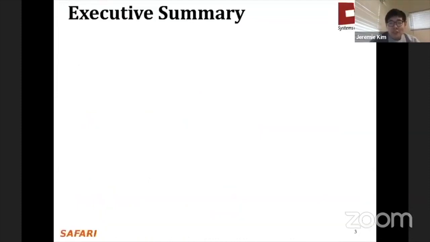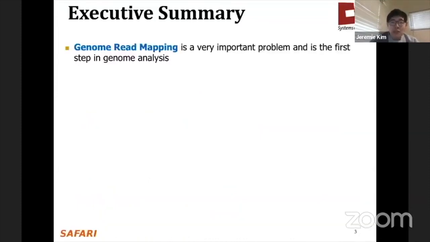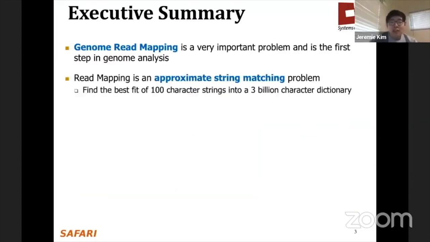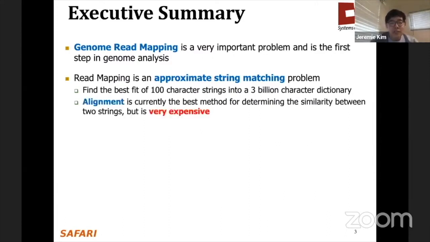So I'll begin with an executive summary. Genome read mapping is a very important problem and is the first step in genome analysis. Read mapping is an approximate string matching problem. For the problem that we're particularly looking at, we are trying to find the best fit of 100 character strings into a 3 billion character dictionary, and that 3 billion character dictionary is the human genome.